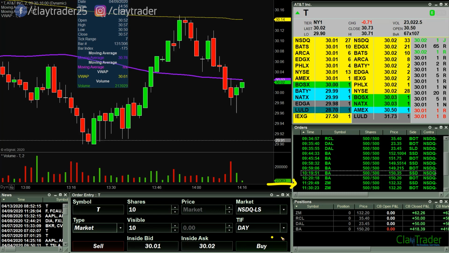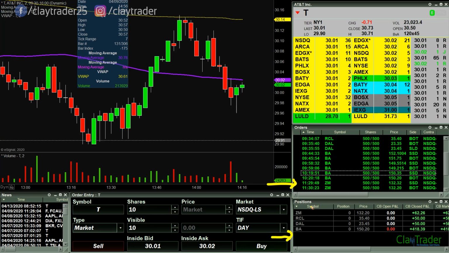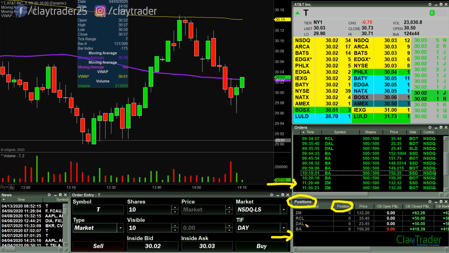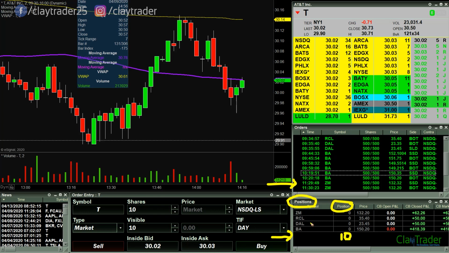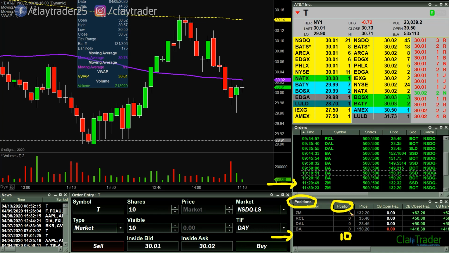And then down here, you're going to see T show up as a position, because that's what occurs when you have a position right here. And down here, you're going to see a 10 under the position. Now, all these other ones from what I traded on the day, you see zeros by all these, because at one point I did have shares, but now I've gotten rid of them. So my position is 0, but I've still traded and made money from them.